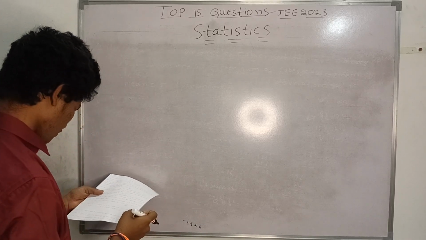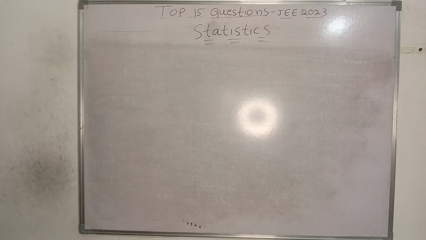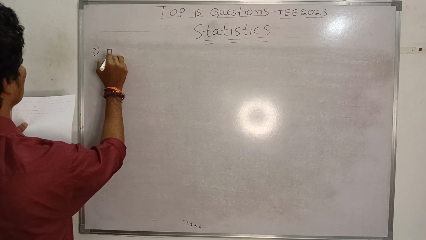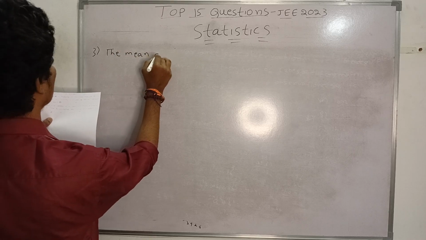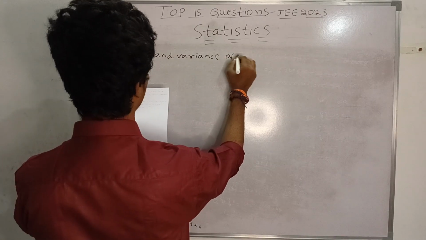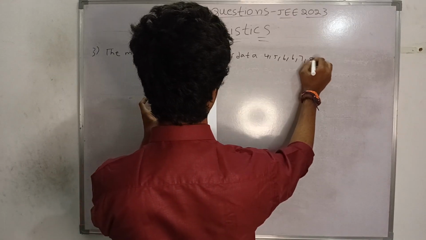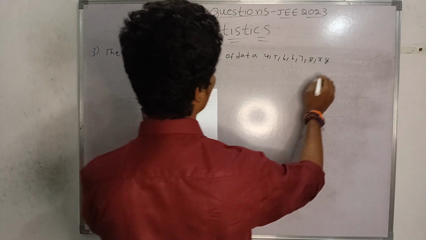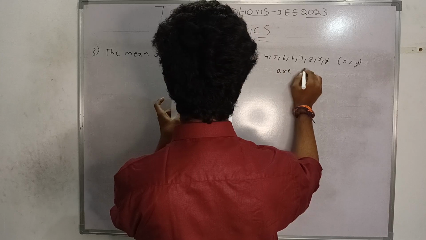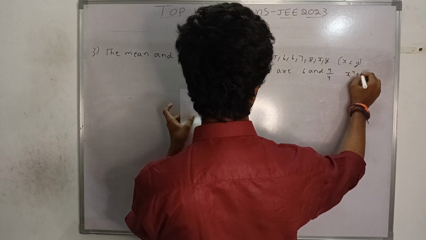And now the third question. The third question is: the mean and variance of data 4, 5, 6, 6, 7, 8, x, y, where x is less than y, are 6 and 9 by 4. They are asking for x power 4 plus y square.